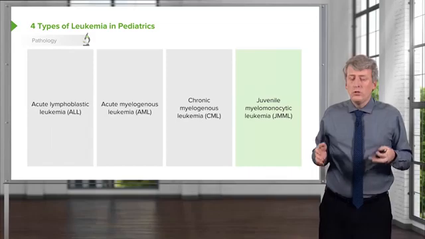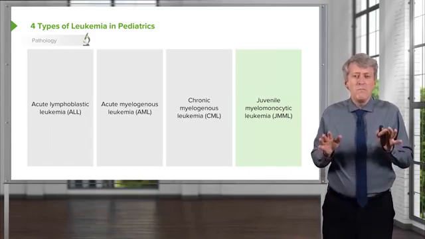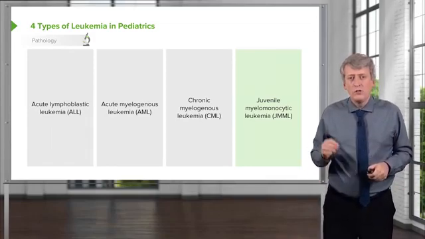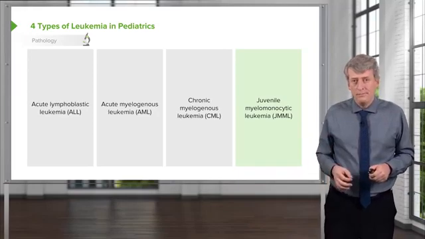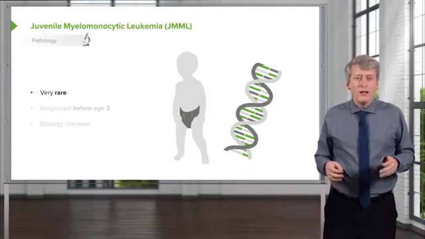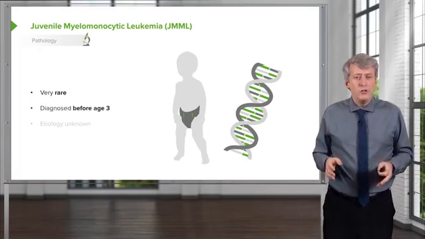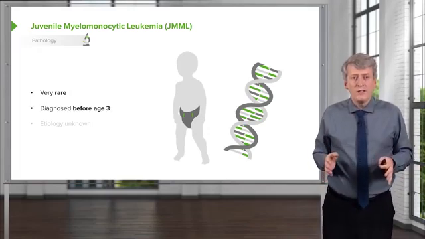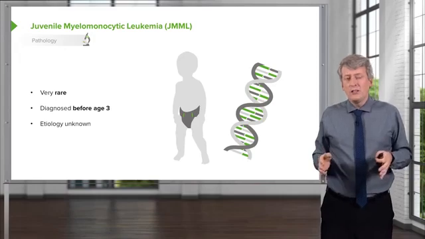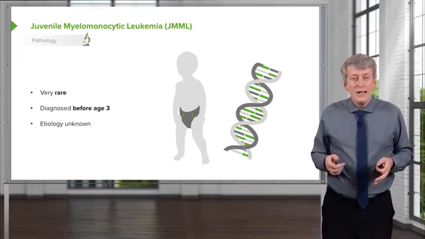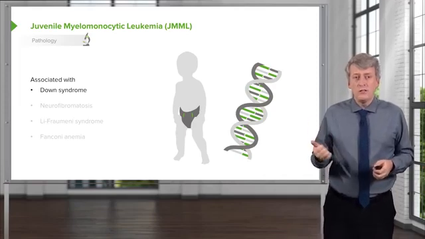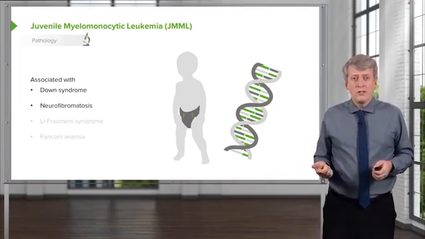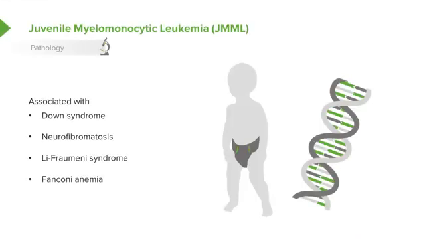And lastly, we'll talk very briefly about the very mild form of leukemia, which is juvenile myelomonocytic leukemia, or JMML. JMML is very rare. It's usually diagnosed before the age of 3, and the etiology is basically unknown. It is associated, however, with a few genetic conditions like Down syndrome, neurofibromatosis, Li-Fraumeni syndrome, and Fanconi anemia.